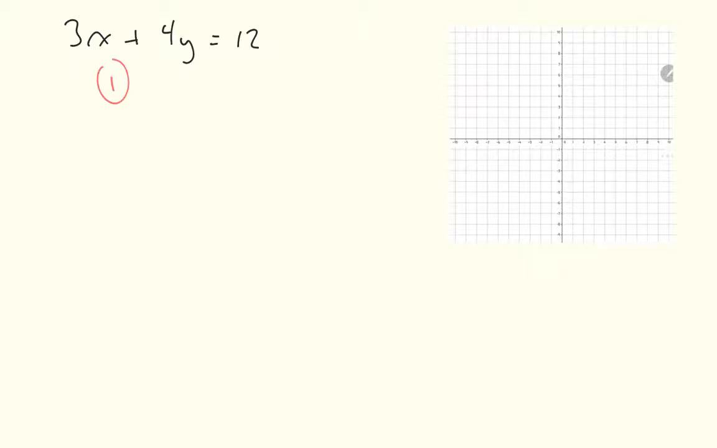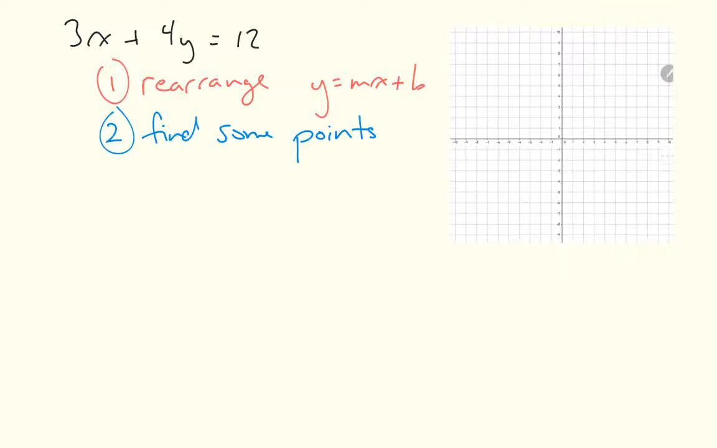Number one, we could rearrange the equation until it looks like y equals mx plus b, because we know what to do with that. Number two, we could find some points. And by that, I mean find some coordinates that are on the line. We need at least two. And if we actually get two that are far apart, then we only need two. I would point out that the easiest two points to find are the intercepts. Okay. I'm going to just show you number one here.